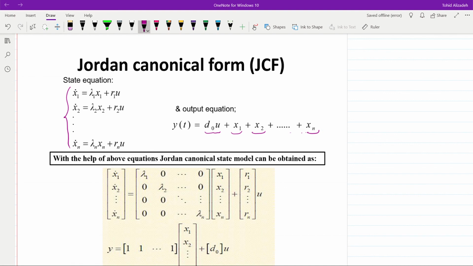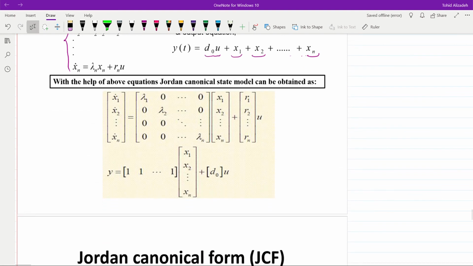And now, keeping all those in mind, we will have the system in this form. So x dot will be equal to A times x plus B times u, and y will be equal to C times x plus D times u. You can see how the A matrix will look, how the B matrix will look. It will include the residues. C will be all ones, and D will be equal to d0.